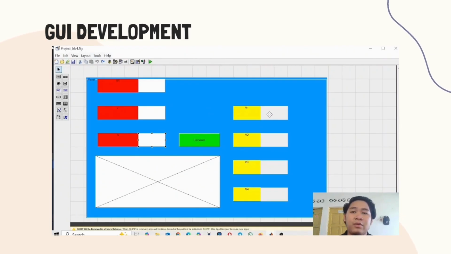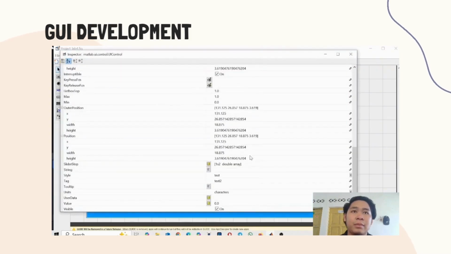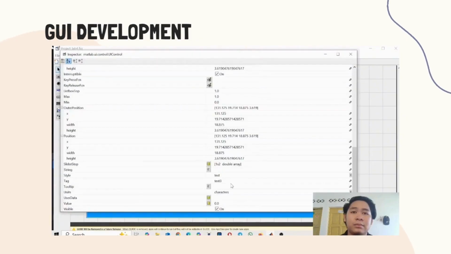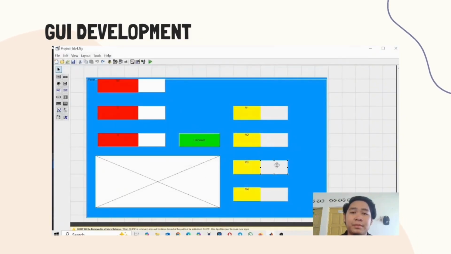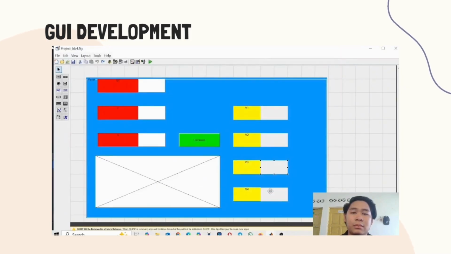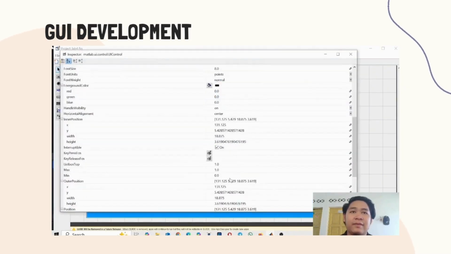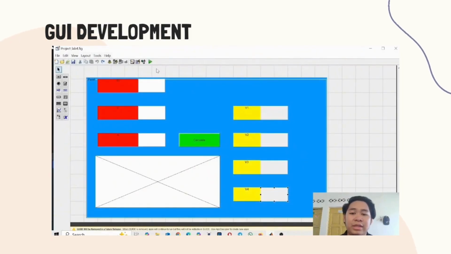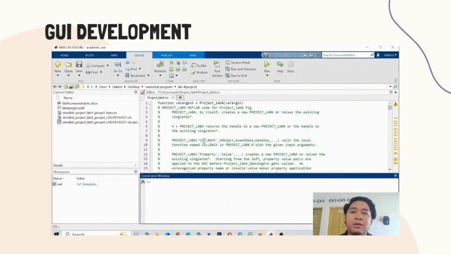So for the first V1, we use text 2, text 3, text 4, and the last is text 5. Okay, so this is our layout. After we run, we get the coding for our layout. This is the example of coding after we run our layout.